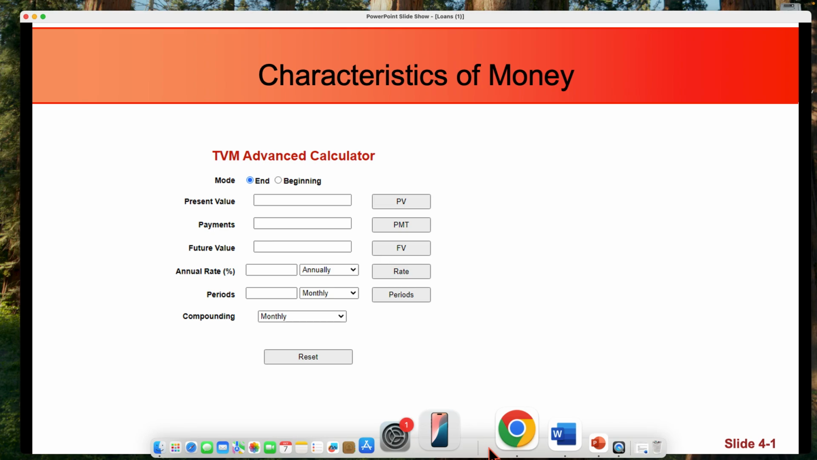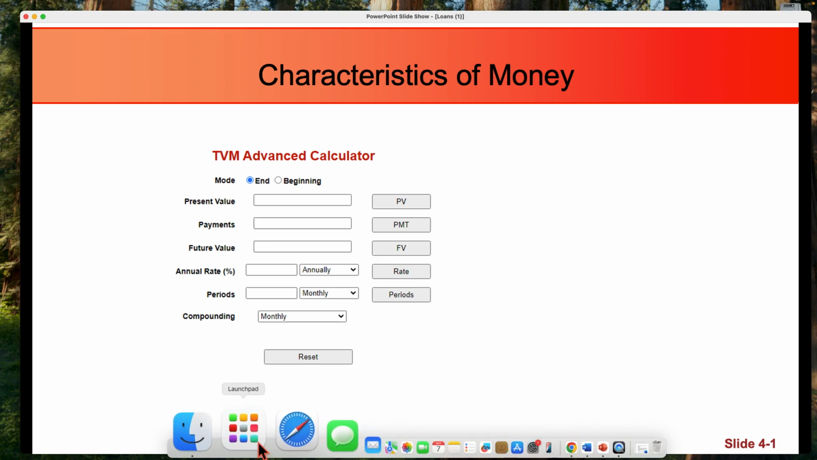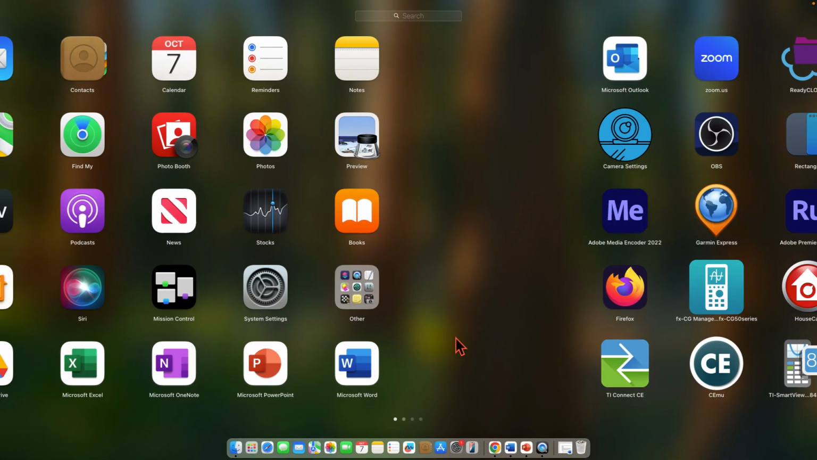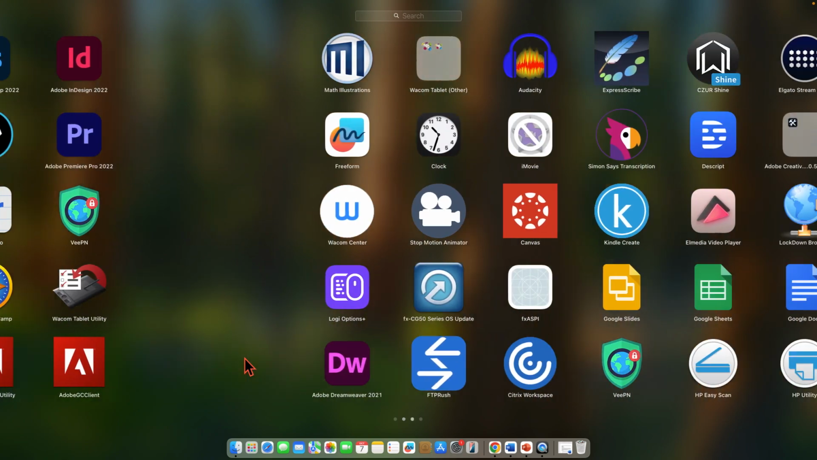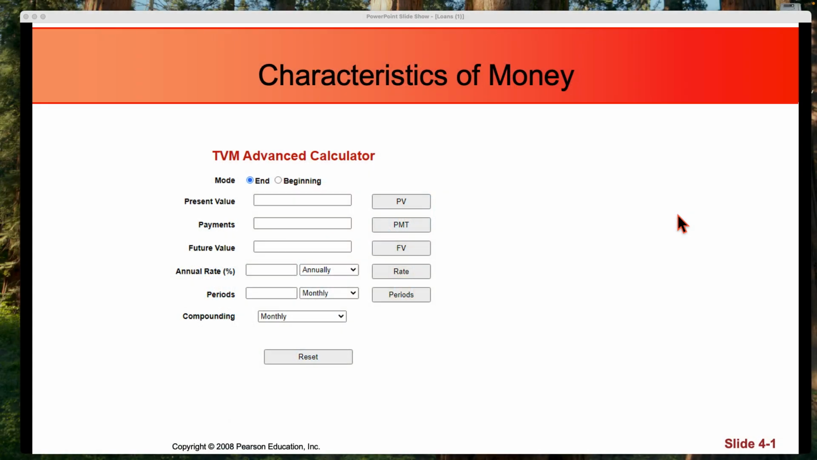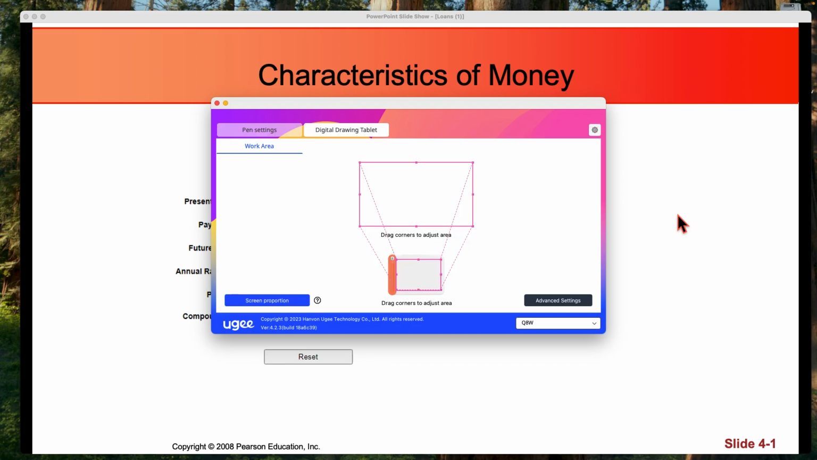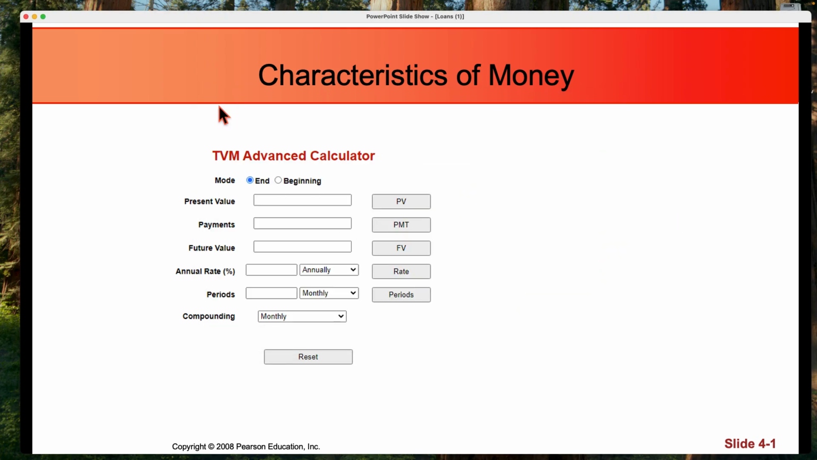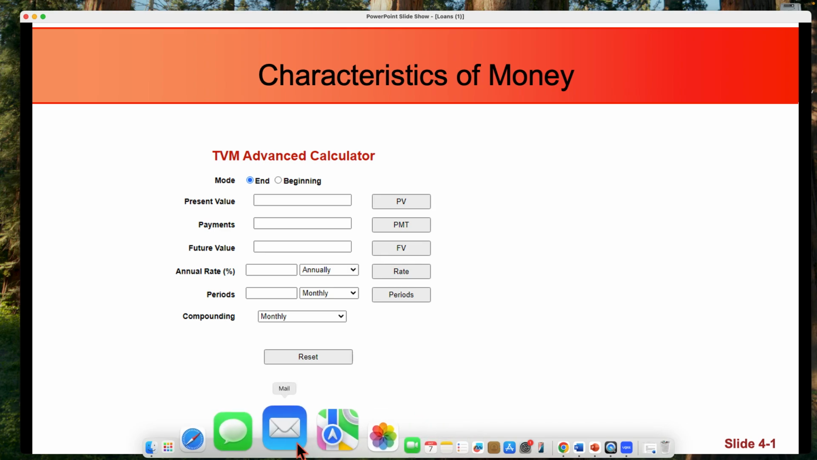And let me get my, have to get this tablet started. Okay, good. One more thing.